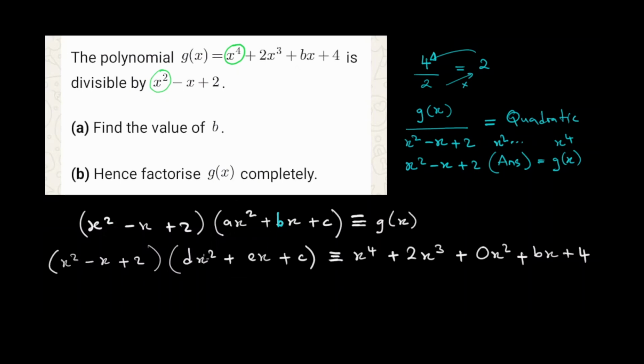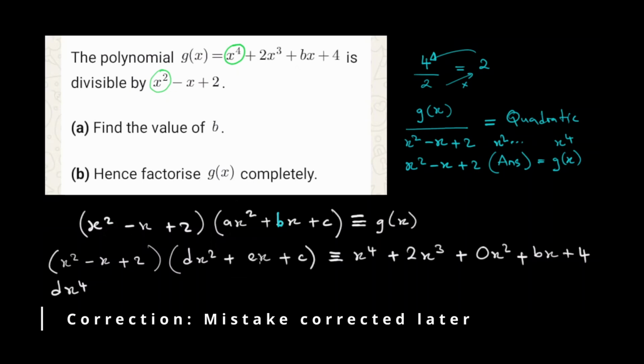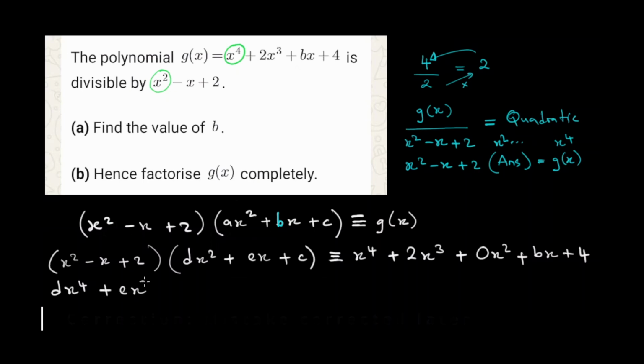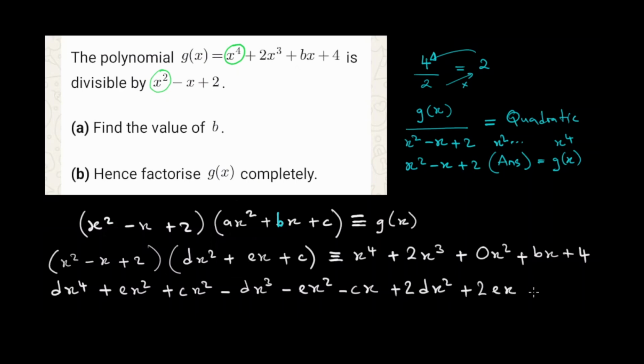X squared times dx squared inenge iri dx to the power 4, x squared times ex inenge iri plus ex squared, x squared times c inenge iri plus cx squared, minus x times dx squared inenge iri minus dx cubed, minus x times ex inenge iri minus ex squared, minus x times c inenge iri minus cx, then 2 times dx inenge iri plus 2 dx squared, 2 times ex inenge iri plus 2 ex, lastly 2 times c inenge iri plus 2c, like this.